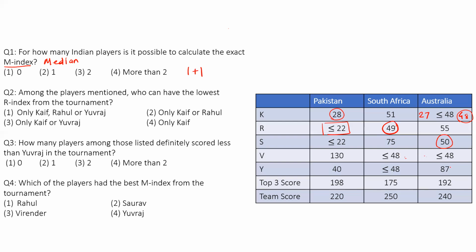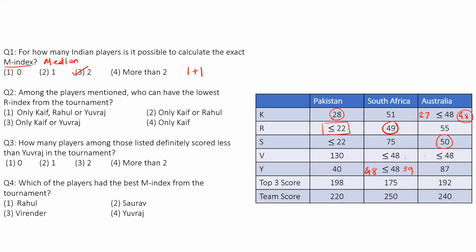For Yuvraj, again, 87 is the highest. Second will be 40. If he has scored less than 40, let us say 39 runs in this match, or if he scores, let us say, 48 runs in this match, then 48 will be in the middle. So again, we are not sure. So for how many players can we find out the M index? We can find it out for exactly 2 players.